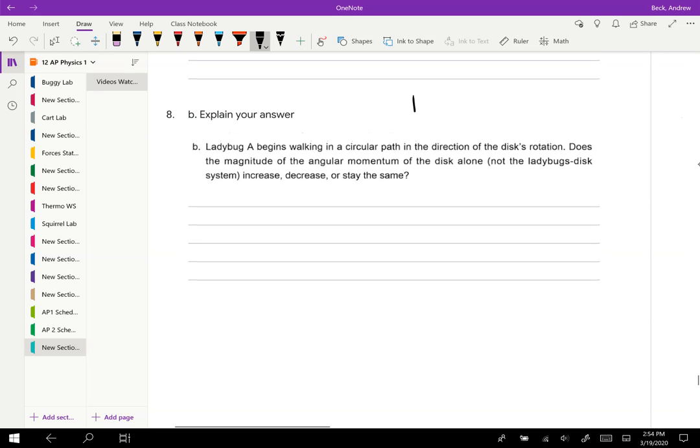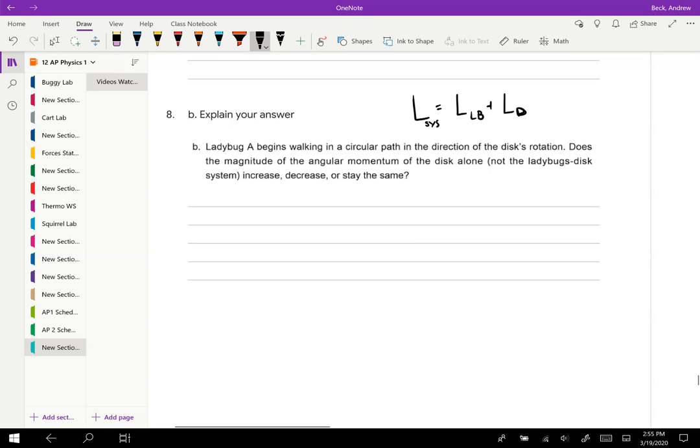So just like linear momentum, angular momentum is conserved. So we can say that the angular momentum of our system is made up of the angular momentum of the ladybug and the angular momentum of the disk. And we're going to say that this is one system, and we're really looking at this total, the angular momentum of the system. We know that the angular momentum of the system is conserved because we don't have any outside forces acting on it. So what's weird about this is we are asking about more individual pieces of our system. So instead of looking at the system as a whole, we're looking at the individual pieces of the system.